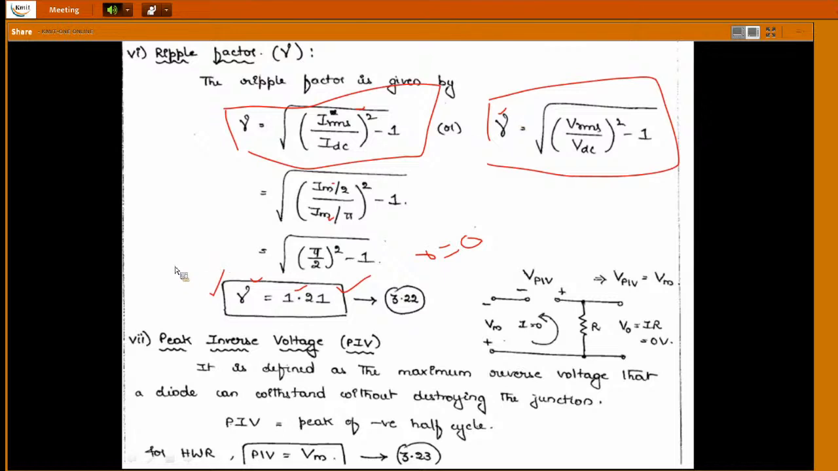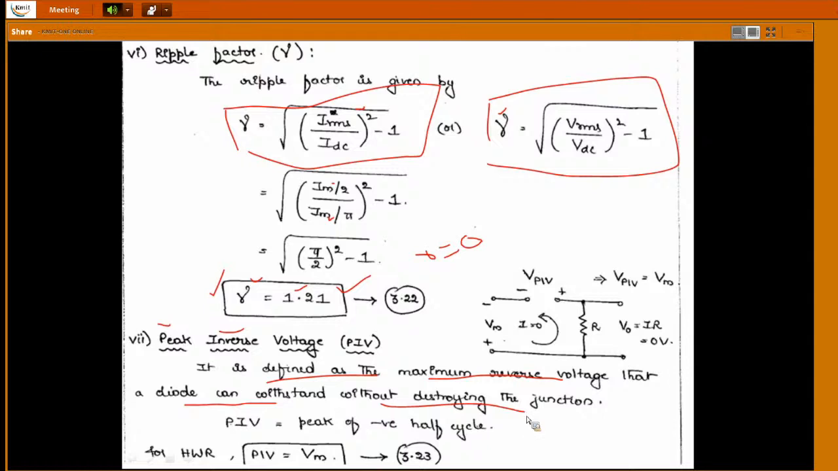The next one is the peak inverse voltage. What is the peak inverse voltage? The name itself gives it: it is the peak inverse voltage. It is defined as the maximum reverse voltage that a diode can withstand without destroying the junction. Already I discussed the breakdown mechanism. What is the breakdown mechanism? If you apply more and more reverse voltage, at some point a breakdown will occur. Breakdown means a sudden change in current, a suddenly huge amount of current flowing through the diode, which causes the breakdown and results in damage to the device.